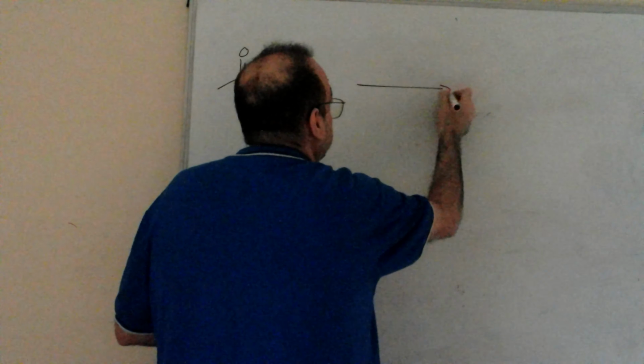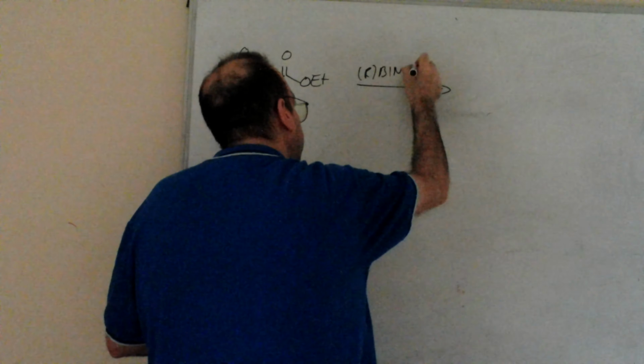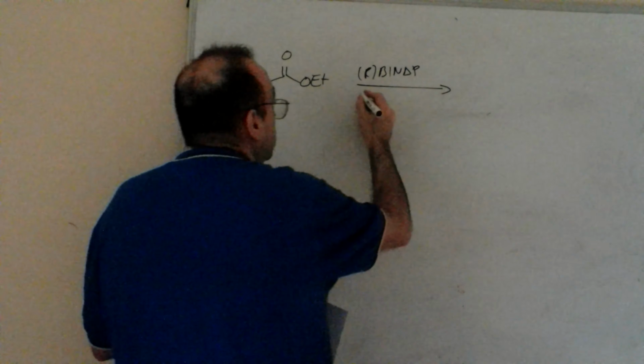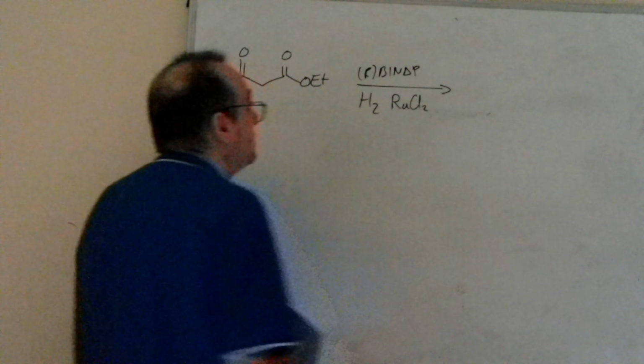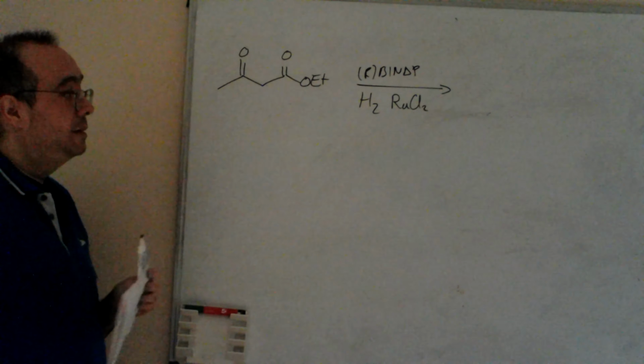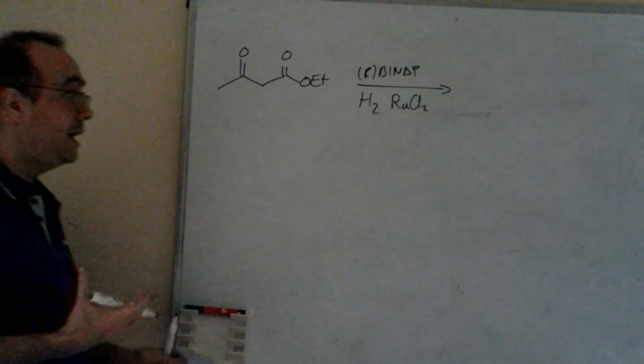We are using this ketoester, R-BINAP, and hydrogen, ruthenium chloride. How do we have to do it? Remember that the ruthenium has an octahedral environment.